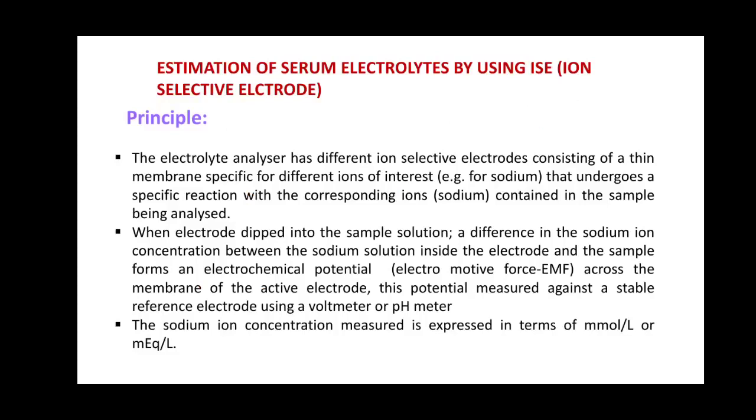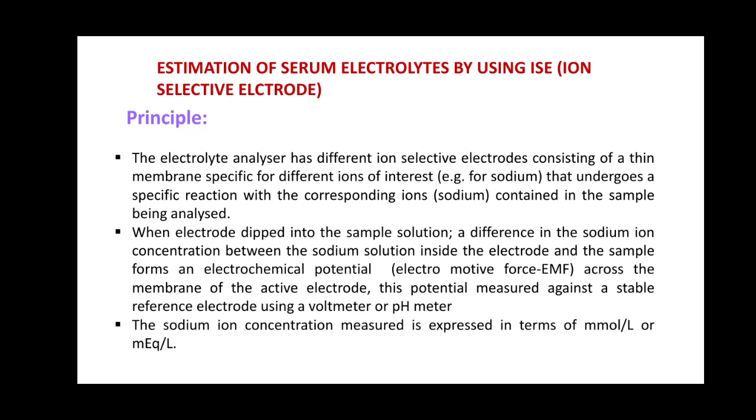So next we'll see the estimation of serum electrolytes by using the ISE method, that is, ion selective electrode. The principle of the ion selective electrode is that the electrode analyzer has different ion selective electrodes consisting of a thin membrane specific for different ions of interest. For example, there are separate ones for sodium, potassium and chloride, which undergo a specific reaction with the corresponding ions, such as sodium, potassium and chloride, contained in the sample being analyzed.